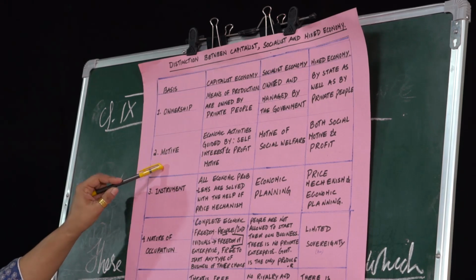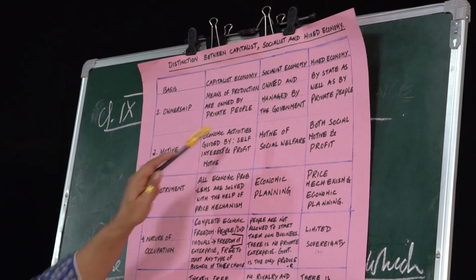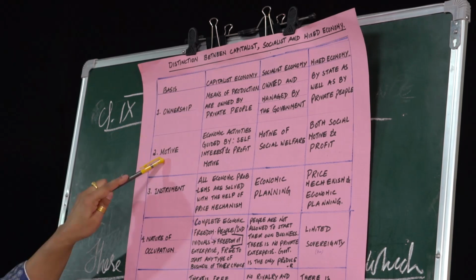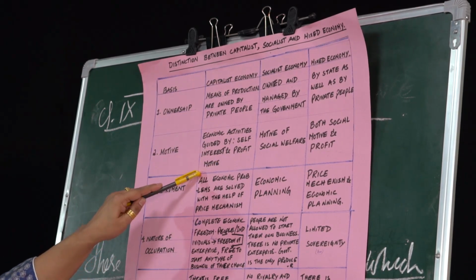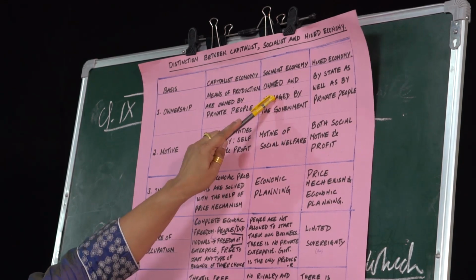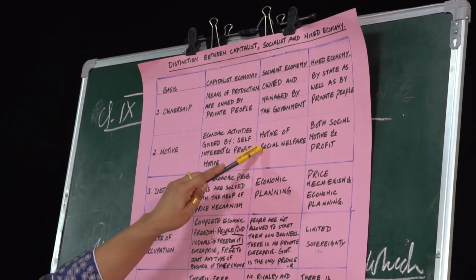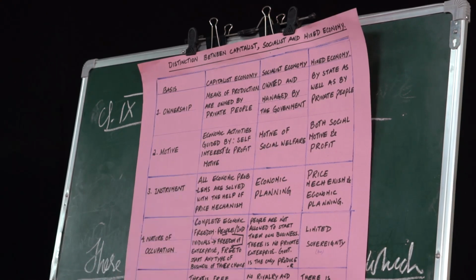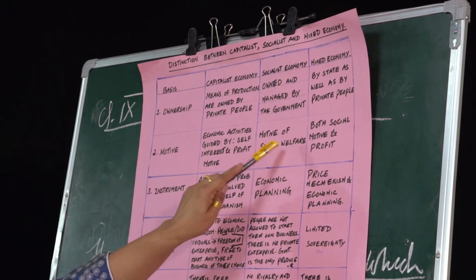Here, motive. What is the motive of a capitalist economy? Economic activities are guided by self-interest and profit motive. Your own interest, and profit. But in a socialist economy, the government is the controller. The government produces everything. It thinks about social welfare, how to benefit the maximum number of people in society. So the motive is social welfare. The government does not think about profit, it thinks about social welfare.